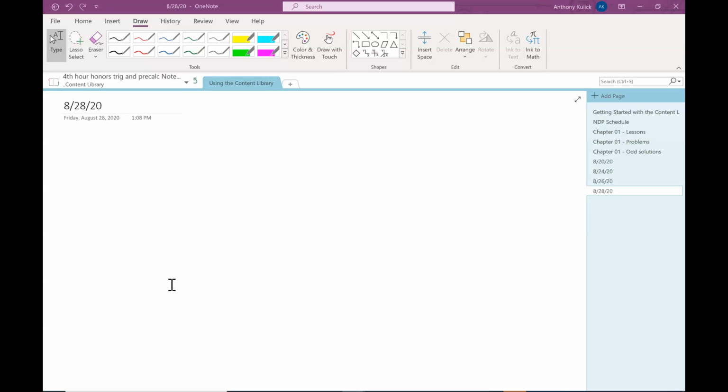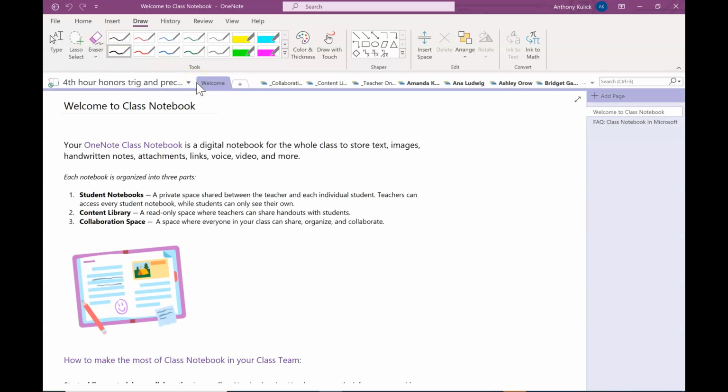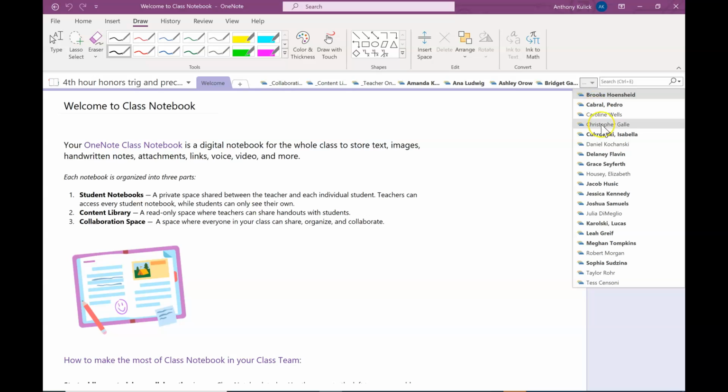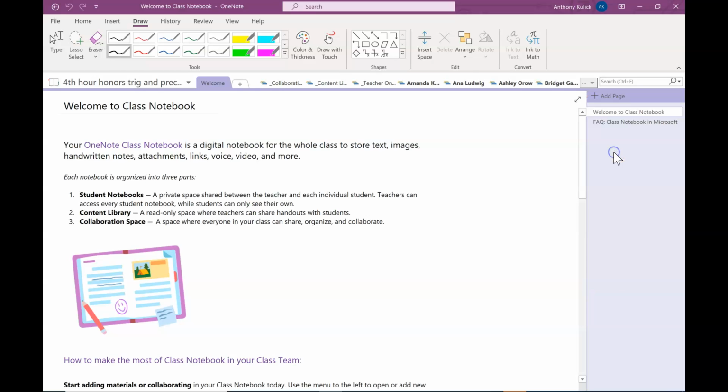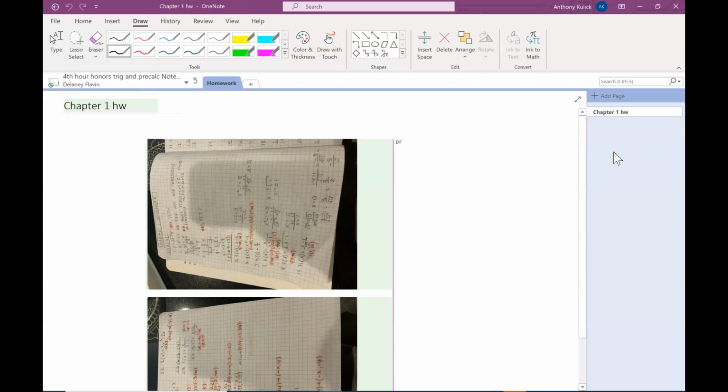Yes, Delaney? I have a question about writing in the homework. If I just add a page and write it as the business and that, there's no parent. So let's look at Delaney's here, and I'll show you exactly what I see when I look at your page. Okay, so this is what I see from Delaney's.